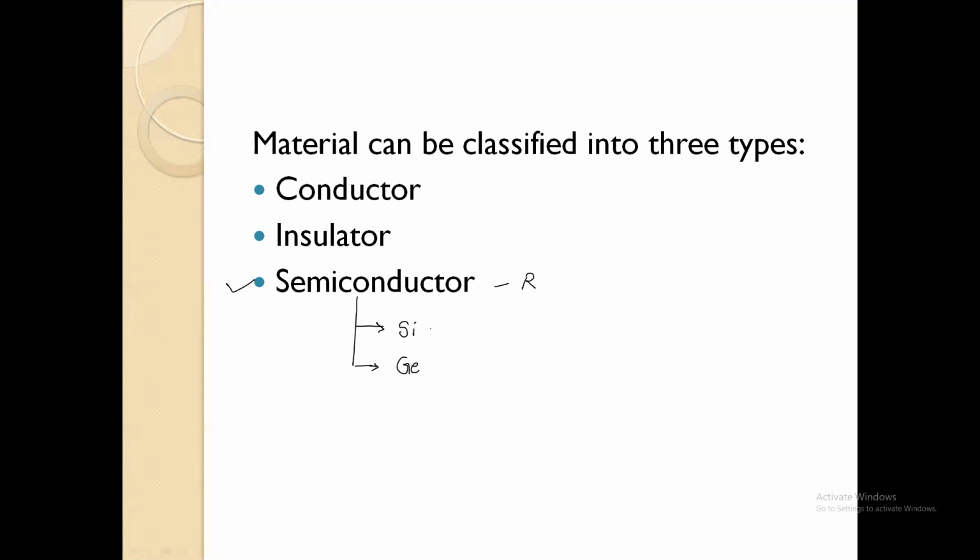So if you remember, you can classify these semiconductor materials depending upon the number of valence electrons. Now, what is meant by valence electrons? How do you define valence electrons?